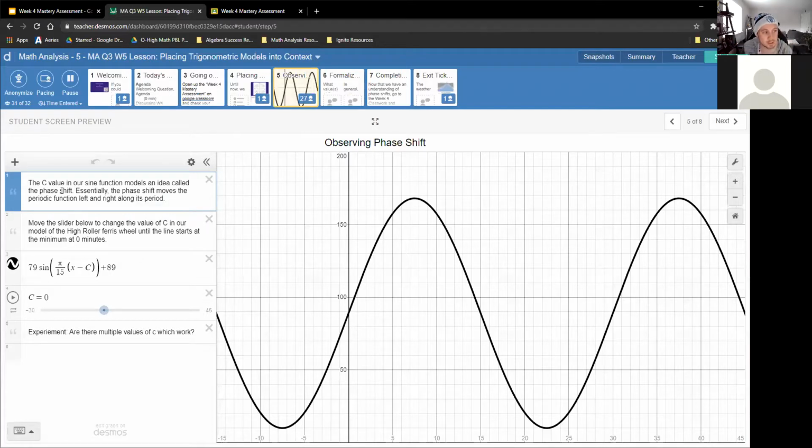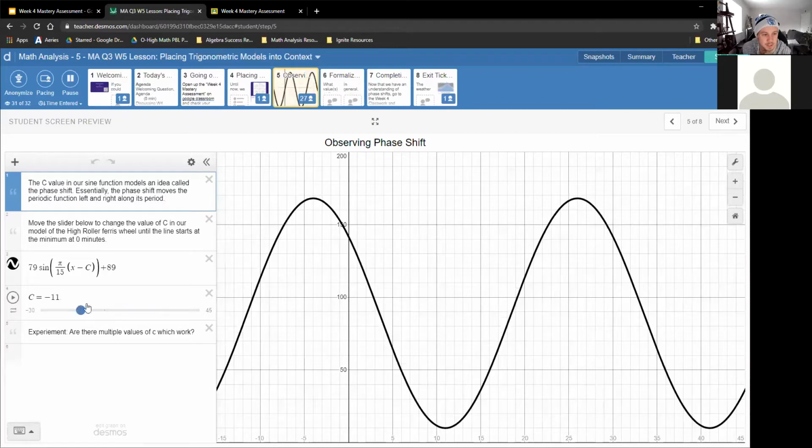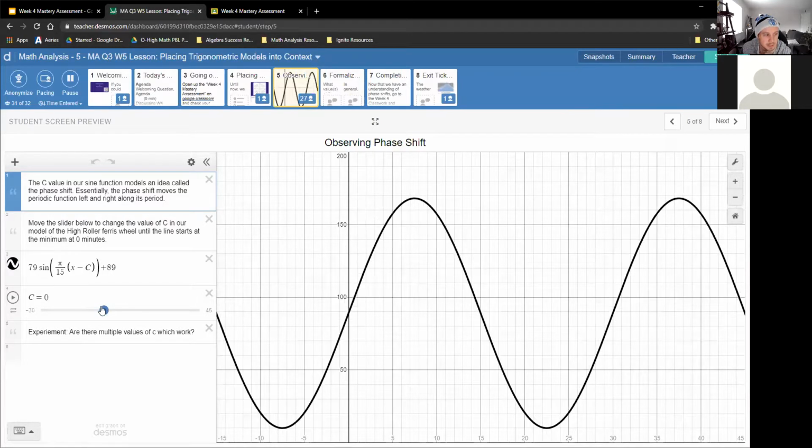So what I want you guys to do is take some time and explore this a little bit. I want y'all to move the slider below, because the slider models C. I can change the value of C in order to move the function left and right. You see that? Move it around until you find a value for C which makes our model start at the minimum.